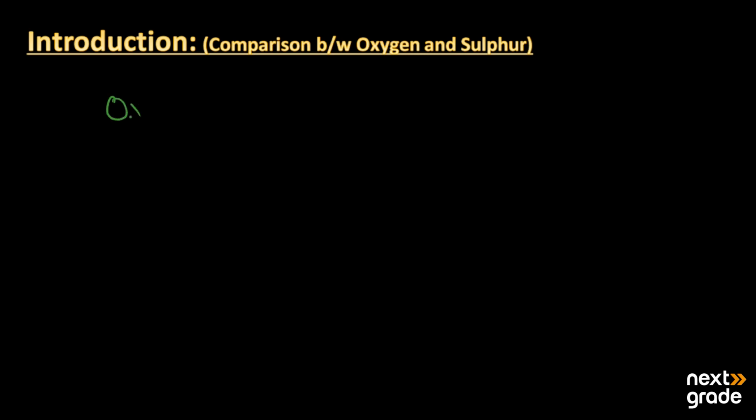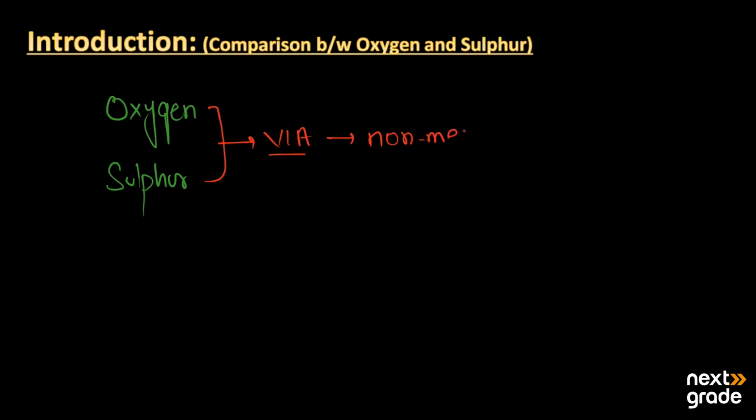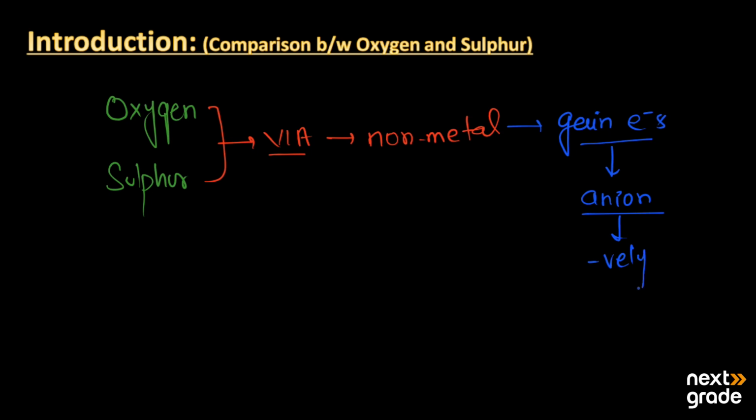Basically, oxygen and sulfur both are group 6A elements, and these are non-metals, which have the property to gain electrons. By gaining electrons they change into anions, and anions are called negatively charged ions. So this is a simple overview of oxygen and sulfur.